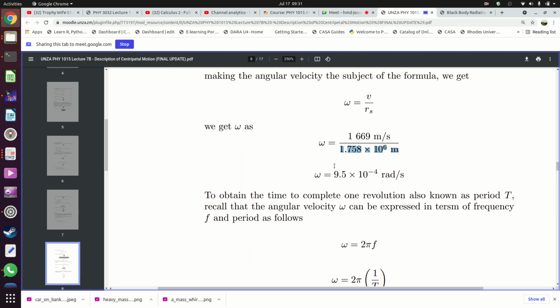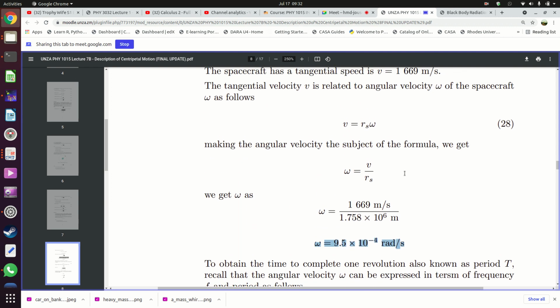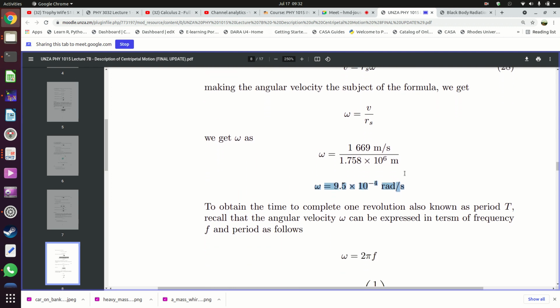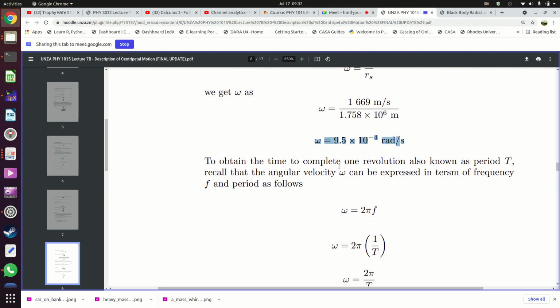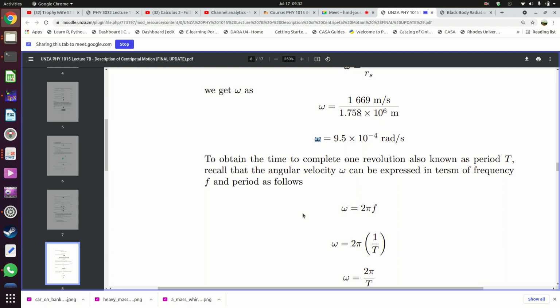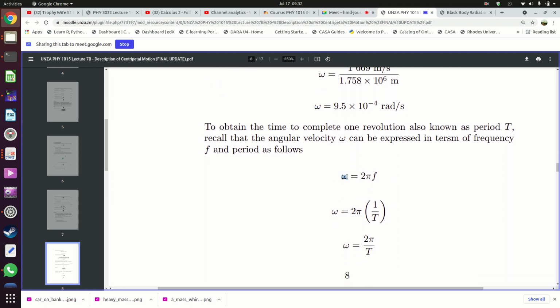Then you end up with omega equal to 9.5 times 10 to the power minus 4 radians per second. So this is how fast the craft is going. Now, why do we need this? The reason is that the angular velocity of a spacecraft is related to the time it takes to go around in a circle. If you recall from the beginning of our course, we expressed angular velocity, omega, in terms of frequency, as omega is equal to 2 pi f, where f is the frequency.